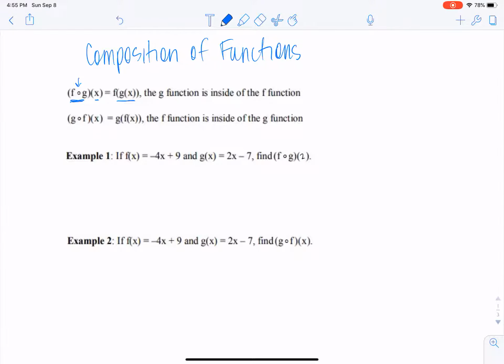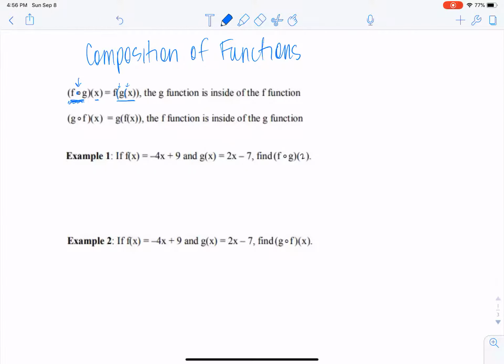So over here, f of g of x. We can read this little circle as composed, and we can read these parentheses, every time we see them, as the word of. So f of g of x, or this guy over here, f composed with g of x. The g function is inside of the f function.